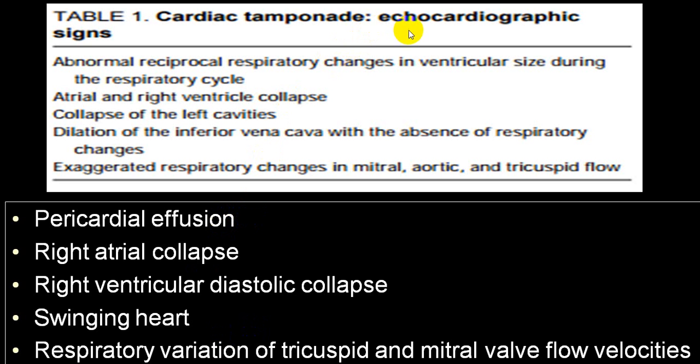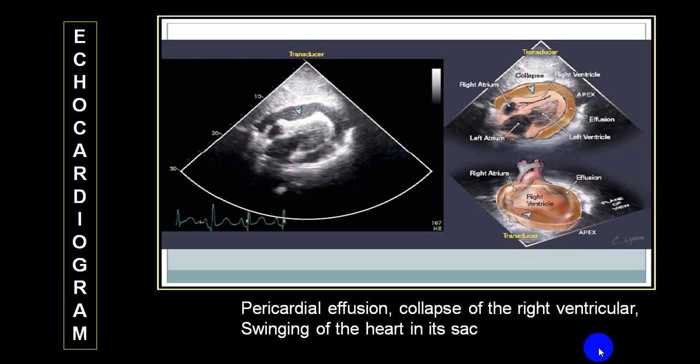Echocardiography is very much informative and confirmative, where you get a pericardial effusion, right atrial collapse, right ventricular collapse during diastole. There is one peculiar word utilized called swinging heart, and respiratory variation of tricuspid and mitral valve flow velocity during inspiration and expiration. So echocardiography is very, very characteristic.